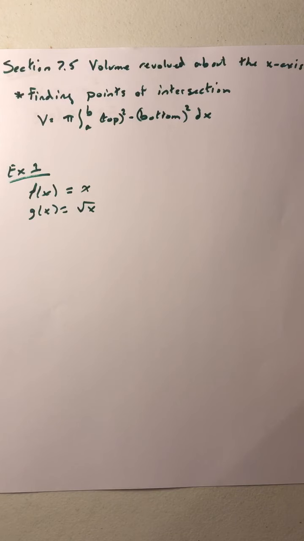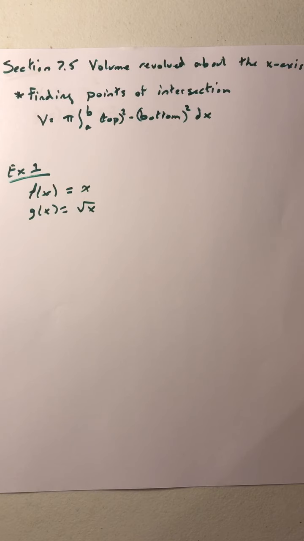So just a reminder, our volume of a figure is going to be pi times the integration from a to b of that top curve squared minus the bottom curve squared. And remember, our top curve is the curve that has higher y values for that given region.